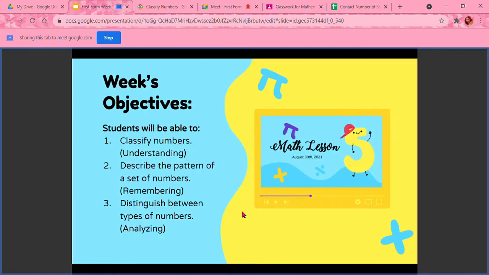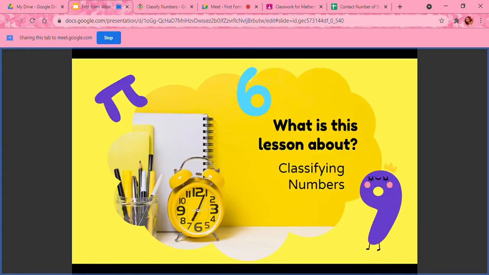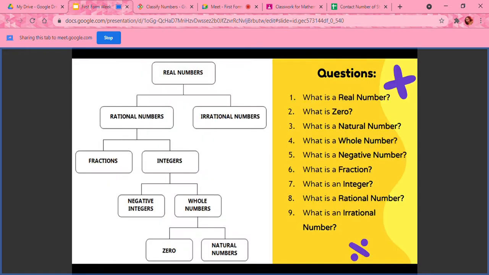So the week's objectives, again, are classifying numbers, describing patterns, and distinguishing between number types. That's what we're doing today. We're going to continue with classifying numbers today, and yesterday I had a list of questions for you, but we didn't reach number 8 and number 9, which are: what is a rational number and what is an irrational number.